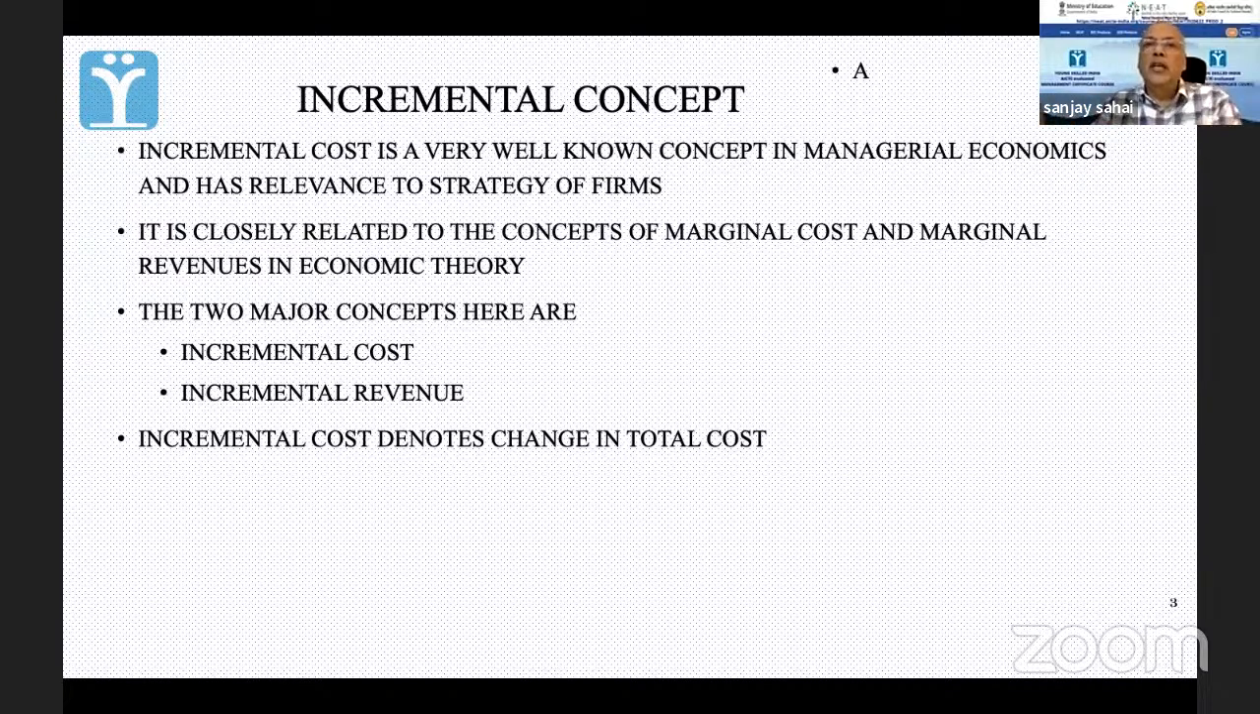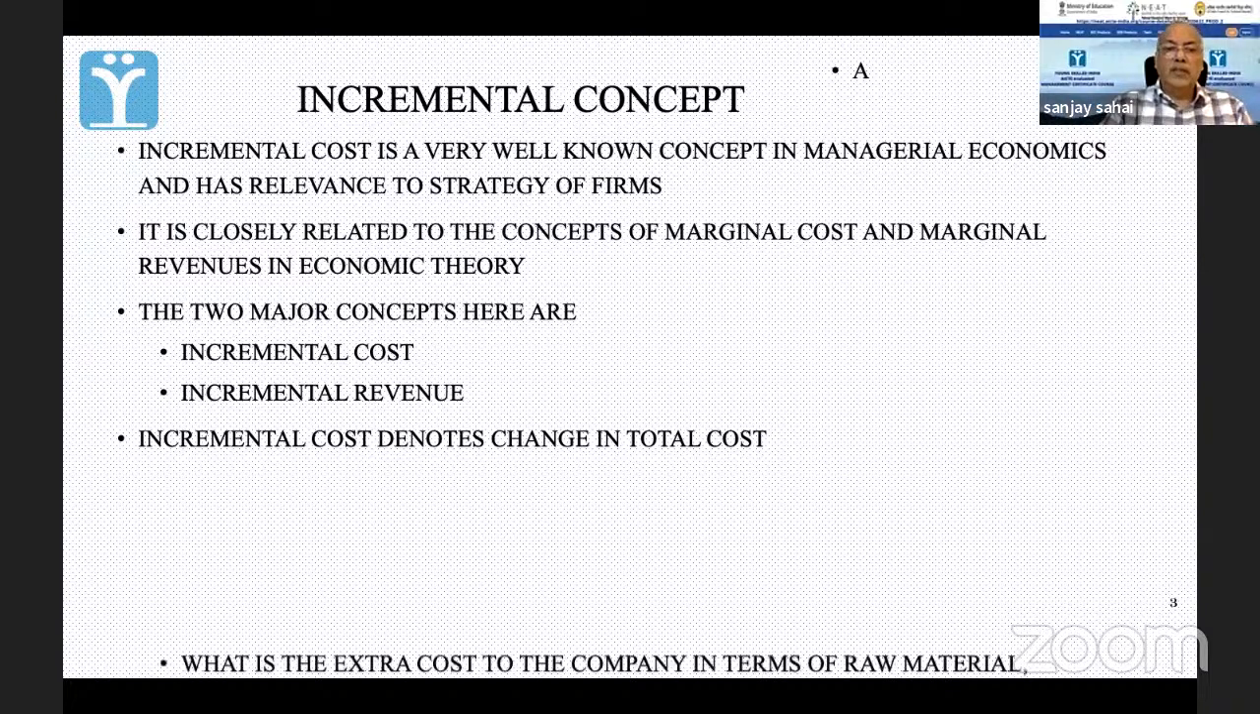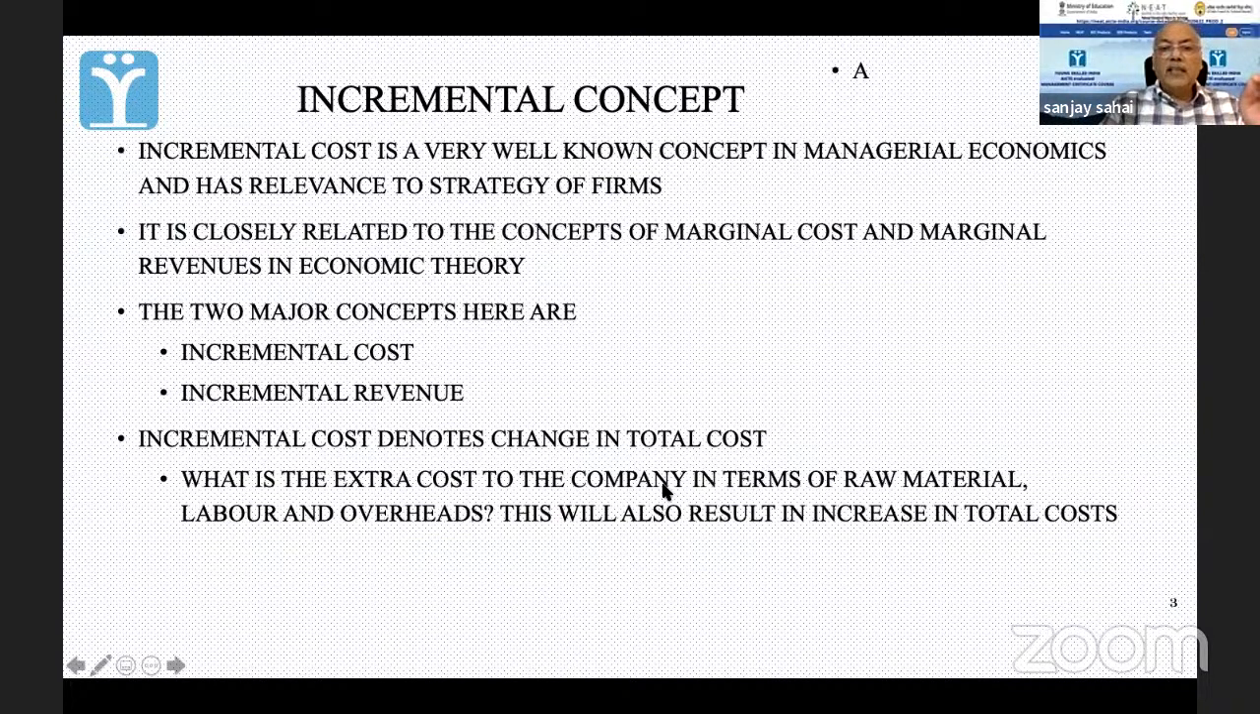If you want to produce 50 units, the total cost of production will be, let's say, 100. If I want to produce, say, 100 units, naturally that total cost is going to increase. That is the point here. The moment I go for any extra production, there is going to be a change in the total cost. So what is the extra cost to the company in terms of raw material, labor, overheads? This will result in an increase in total costs.